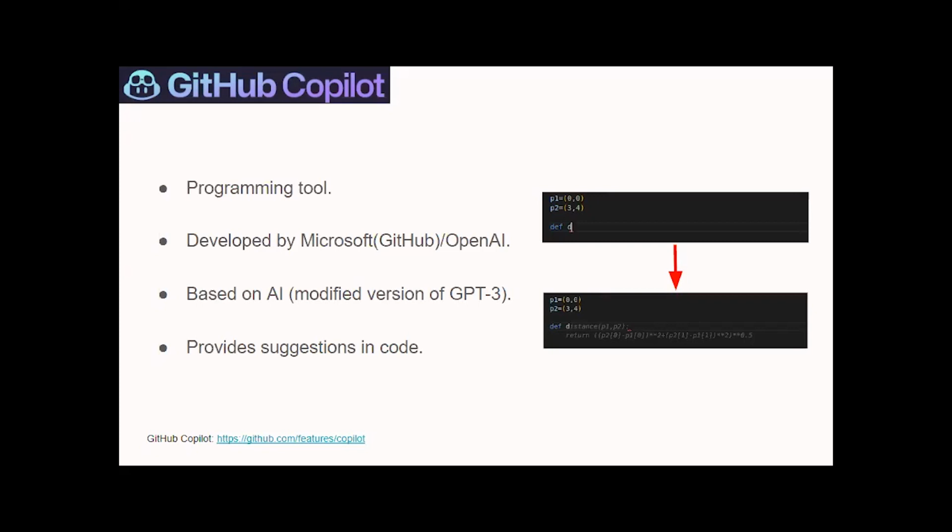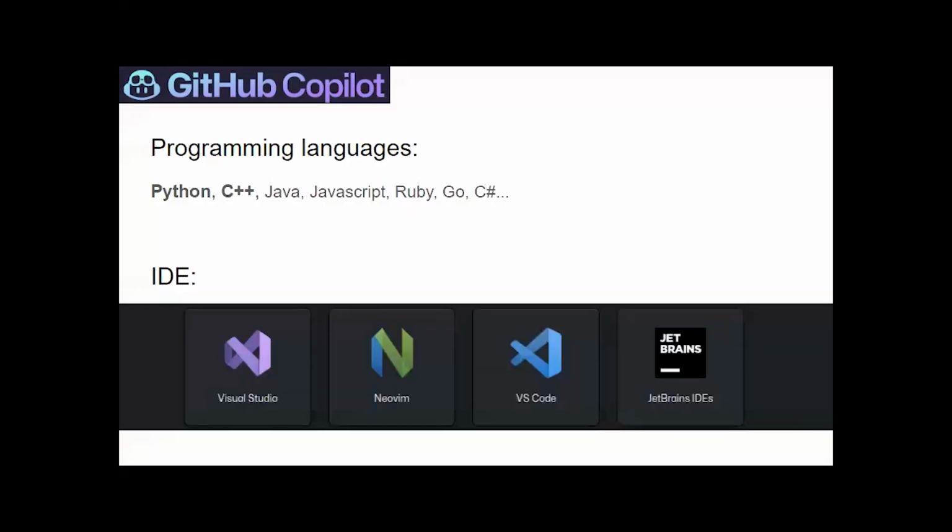So as I said, this tool is based on AI. It uses a modified version of GPT-3, which has been trained on GitHub public repositories. As I know, they are currently working on integrating GPT-4, but it's not released yet. GitHub Copilot is available on basically any programming language you can find on GitHub. However, it only works well with a few programming languages, which include Python and C++.